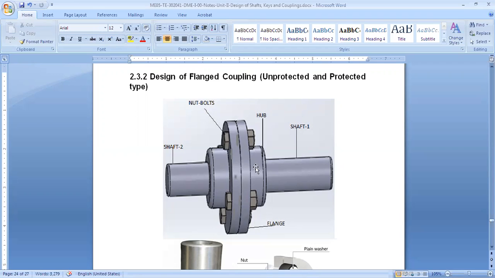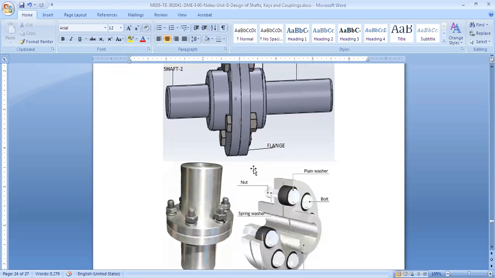What is a coupling? A coupling has a hub, right? It has flanges and nuts and bolts. There are three parts, and we will need to design all these three parts. Actually, when we are doing the design, we need to design the hub, we need to design the flange, and we need to design the nuts and bolts. Very straightforward.